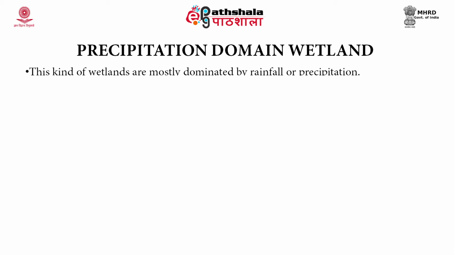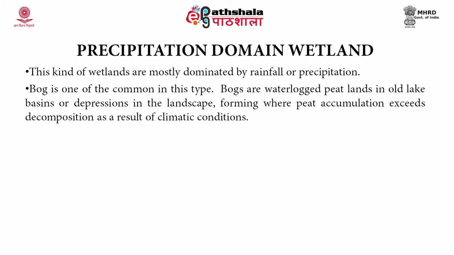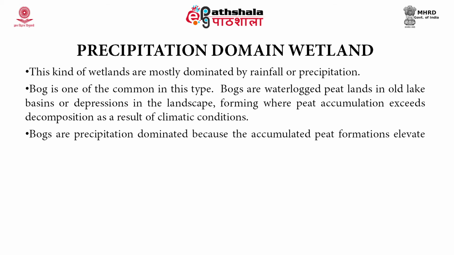Let us first look into the precipitation domain wetland. This kind of wetlands are mostly dominated by rainfall or precipitation. Bogs are one of the common types in this category. Bogs are waterlogged peatland in a lake basin or depression in the landscape, forming where peat accumulation exceeds decomposition as a result of climatic condition.